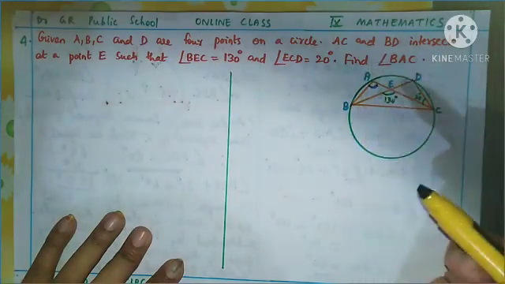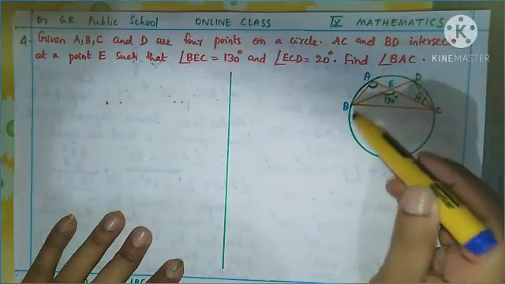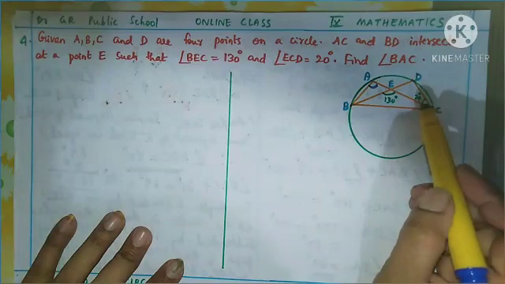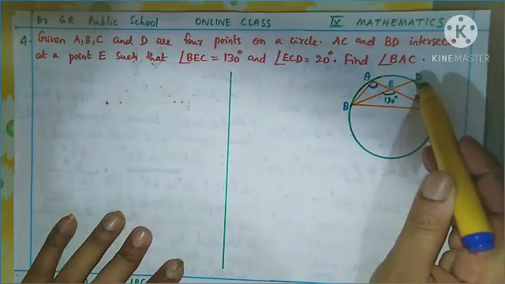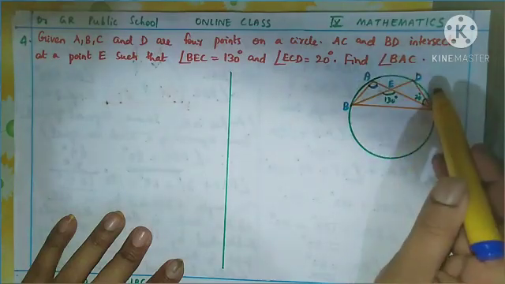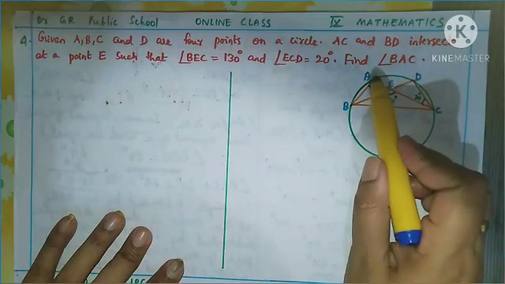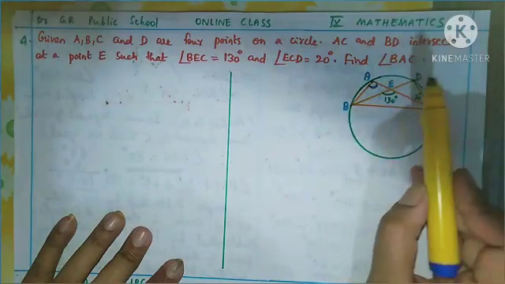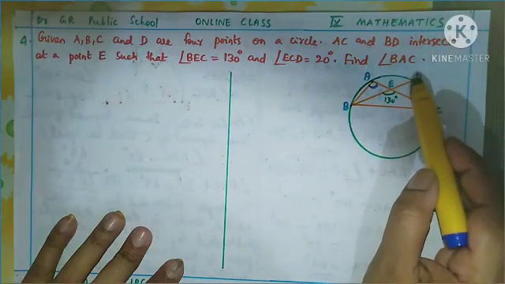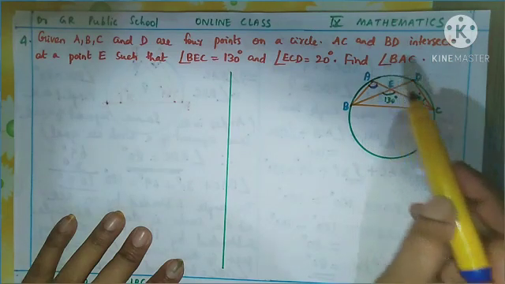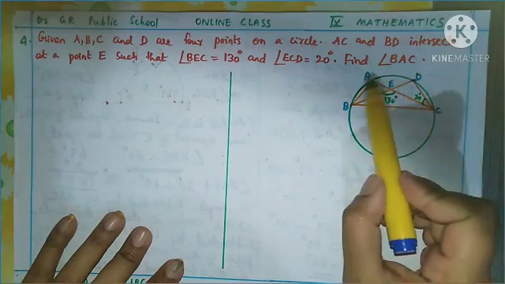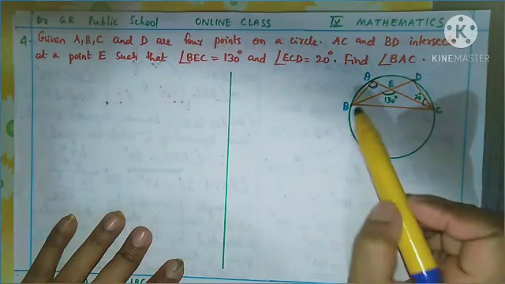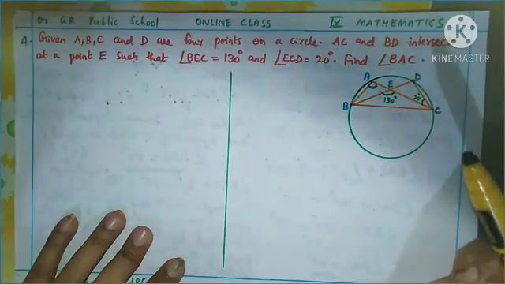So how can we find out angle BAC? Look at the figure carefully, children. Here you can see this is a cyclic quadrilateral and ABCD are lying on the circle, so these points A and D are lying on the same segment of the circle. If we can find this angle D, then that is the value of angle A also, because we know that angles in the same segment are equal. So how can we find this angle D?